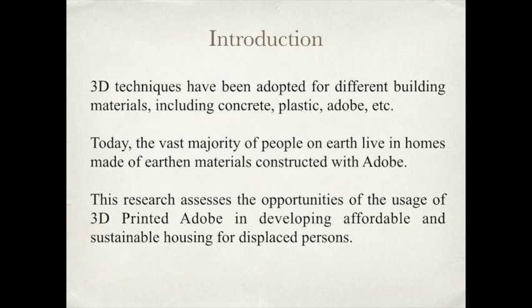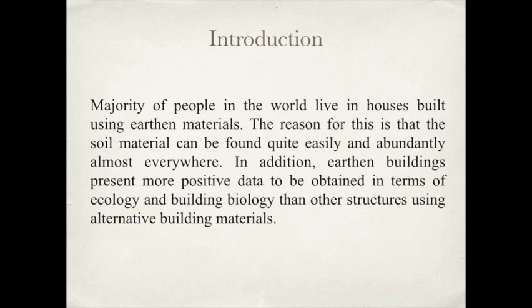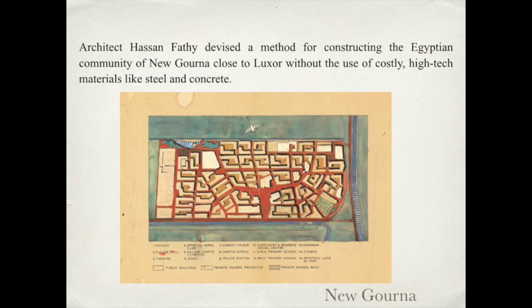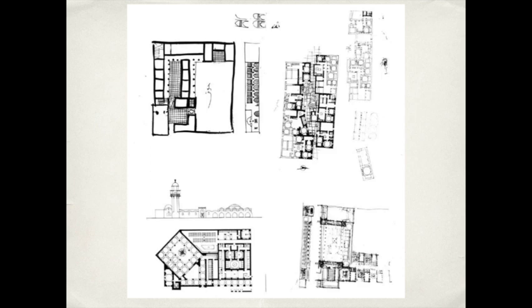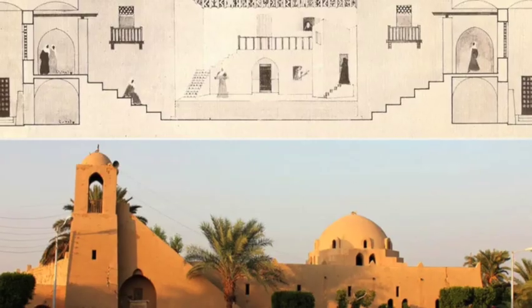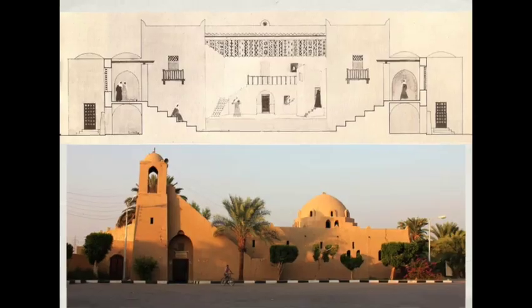Majority of people in the world live in houses built using earthen materials. The reason for this is that the soil material can be found quite easily and abundantly almost everywhere. In addition, earthen buildings present more positive data to be obtained in terms of ecology and building biology than other structures using alternative building materials. A famous Egyptian architect Hassan Fathy devised a method of constructing the Egyptian community of New Gourna, close to Luxor, without the use of costly high-tech material like steel and concrete.